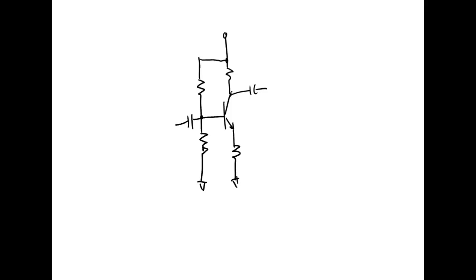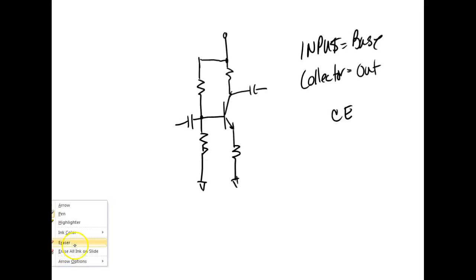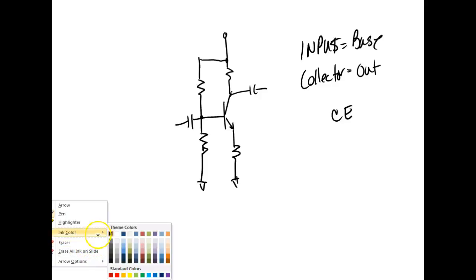Okay, so the input's on the base. Where did I take my output off of? Okay, so my output's on the collector. So this is a common emitter amplifier. So what you do is you look at the amplifier and say, okay, where's my input at? Where's my output at? And the one that you don't say is what is actually common.